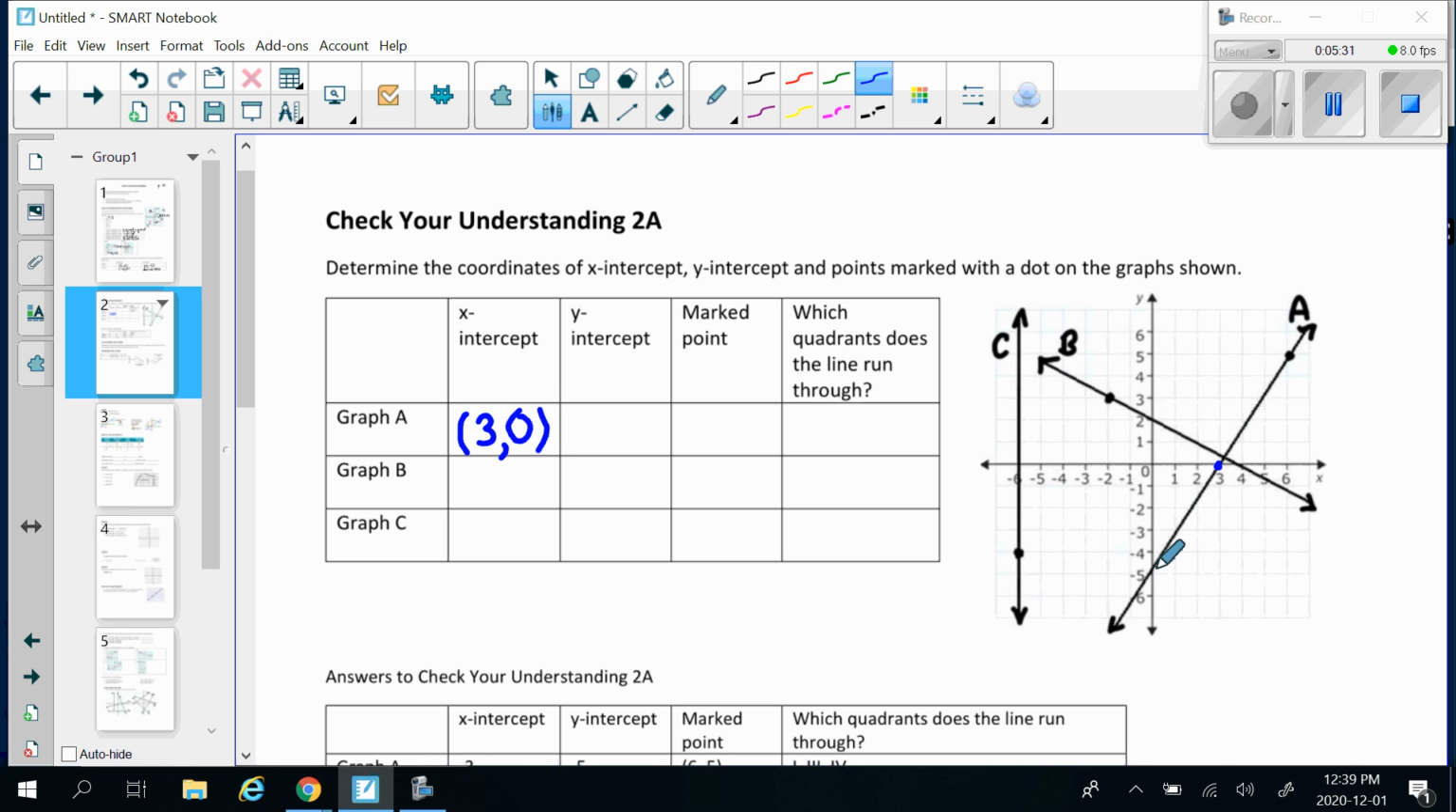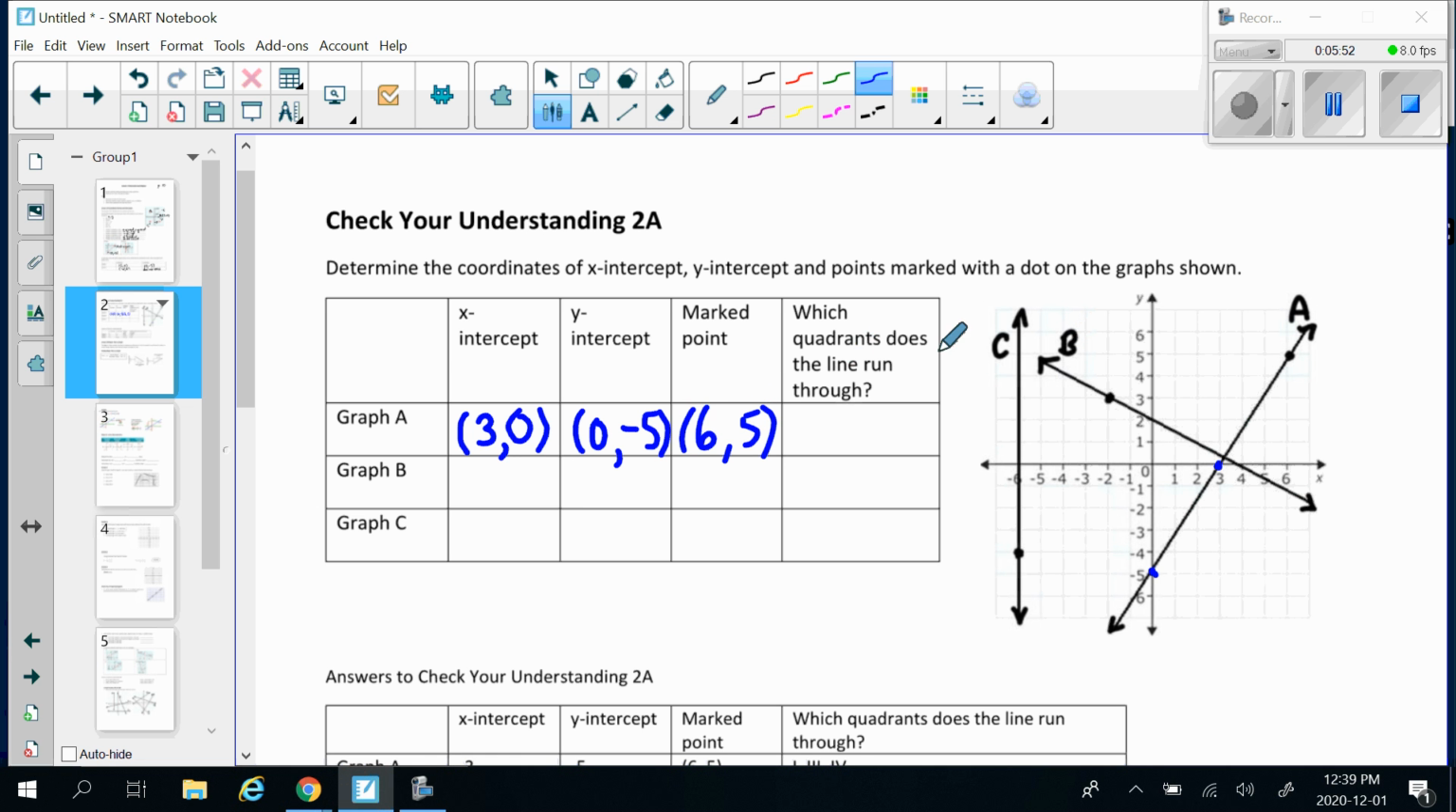And then your y-intercept is here, and some people would just call that -5, but it's better if you state it as (0, -5), which shows that you understand what the coordinates are. The marked point that was originally in the notes is here. So the dot that they put there is going to be (6, 5).